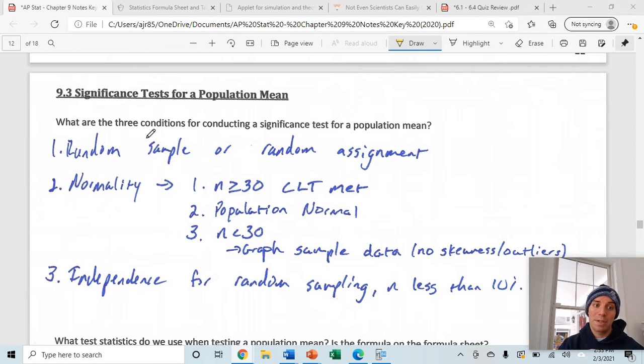You have to be able to recognize, am I talking about a confidence interval? Am I talking about a significance test? Is it a proportion type problem? Is it a mean type problem? So just like in everything that we've done so far, we have our three conditions that we need to check.